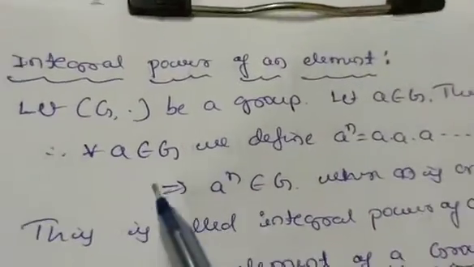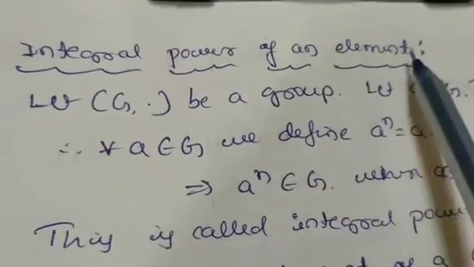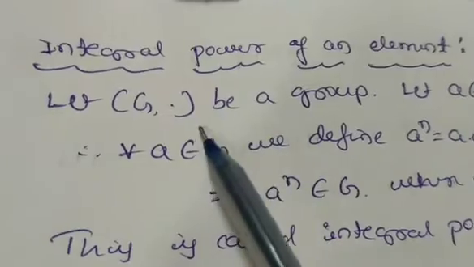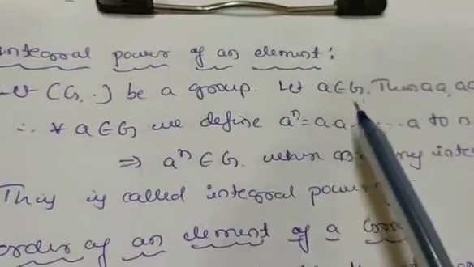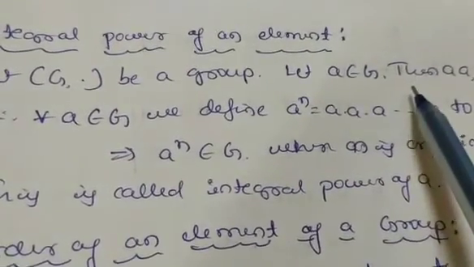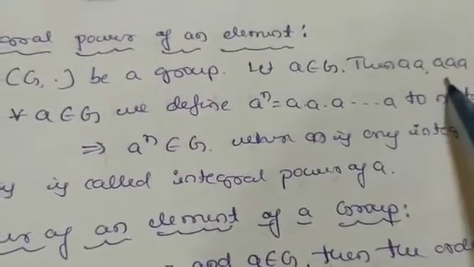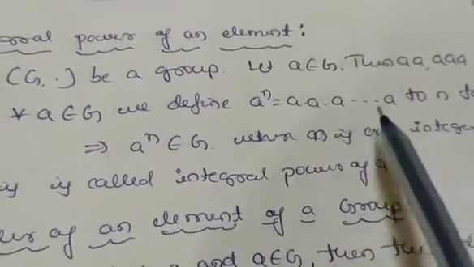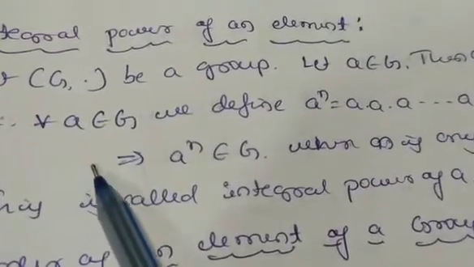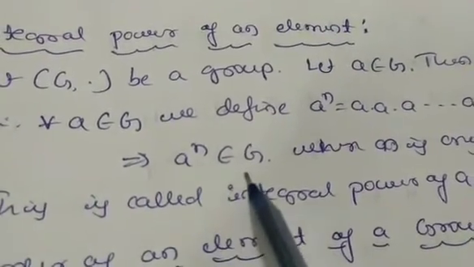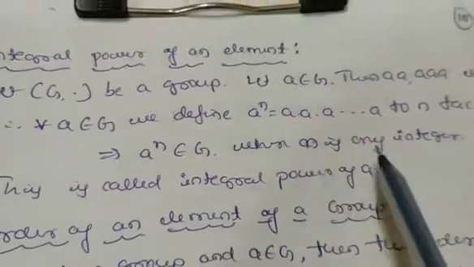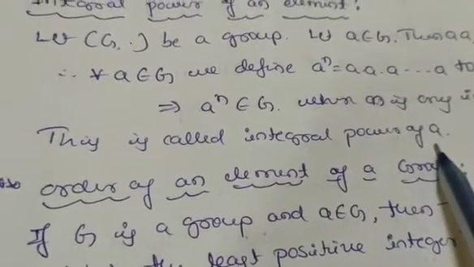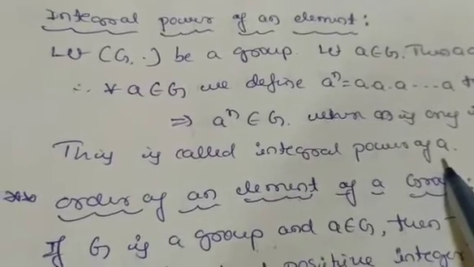Let us take one definition, integral power of an element. Let G, star or dot, be a group, and let A belong to G. Then multiples of A, like A into A, A into A into A, etc., are also elements of G. So for all A belonging to G, A raised to N also belongs to G, when N is any integer. Then it is called an integral power of A. This is the definition of integral power of an element.